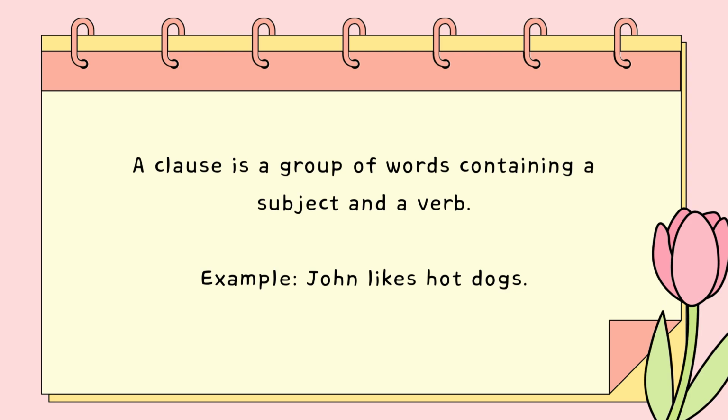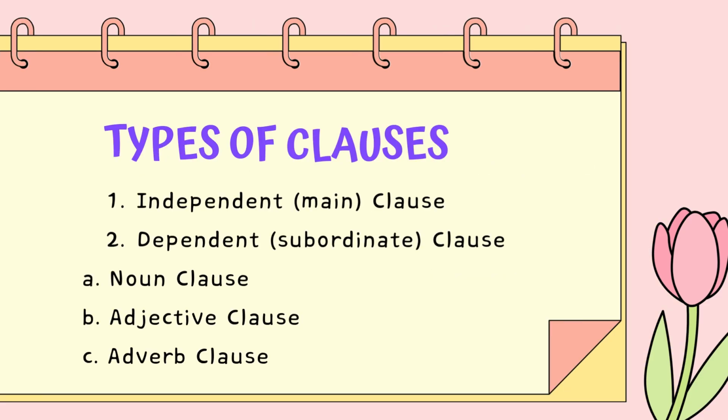Very important. Example, we have John likes hot dogs. So John is the subject, likes is the verb. But if we put it all together, we have John as the subject, likes hot dogs as the predicate containing the verb likes. We move over to the types of clauses.